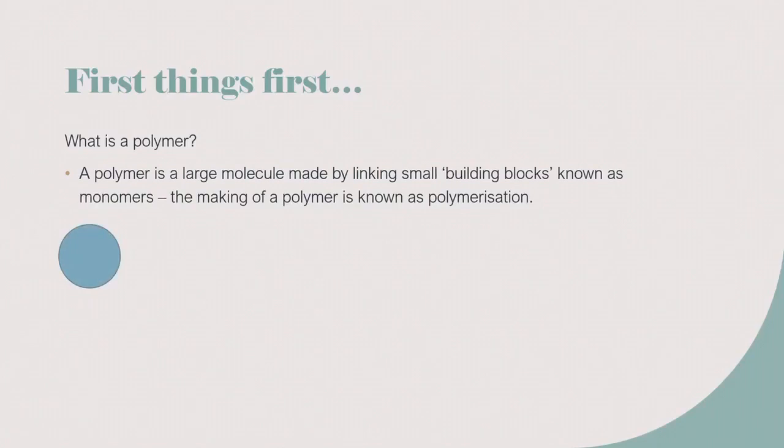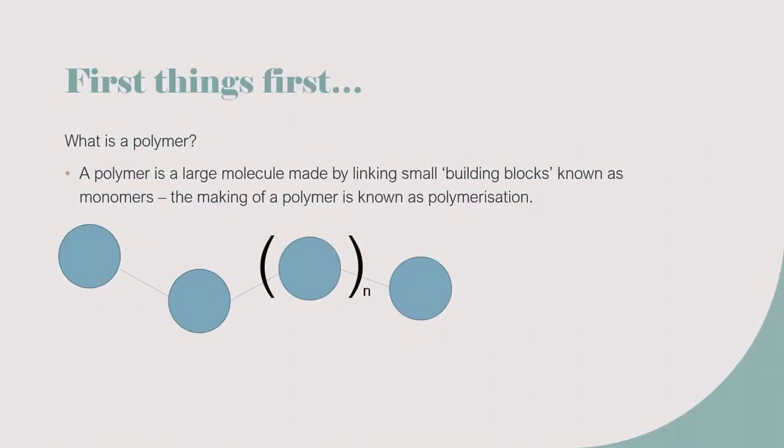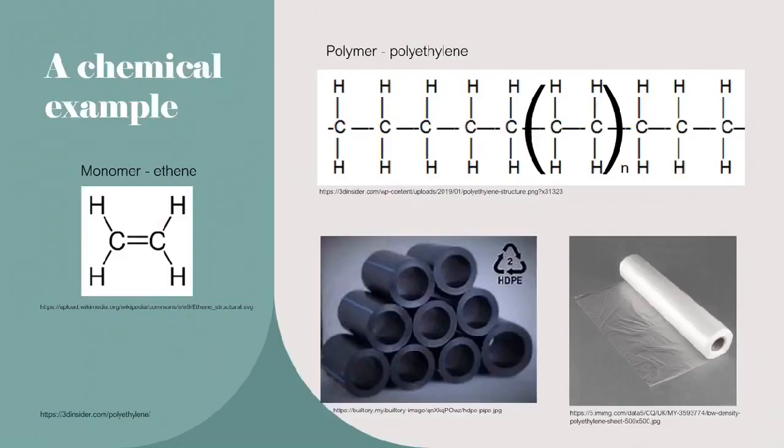A polymer is a large molecule, and it's made by linking small building blocks known as monomers. This process of making a polymer is known as polymerization. On the screen you can see brackets and an N, showing that this part of the structure is repeated an N number of times. This is known as a repeat unit. Here is a chemical example.